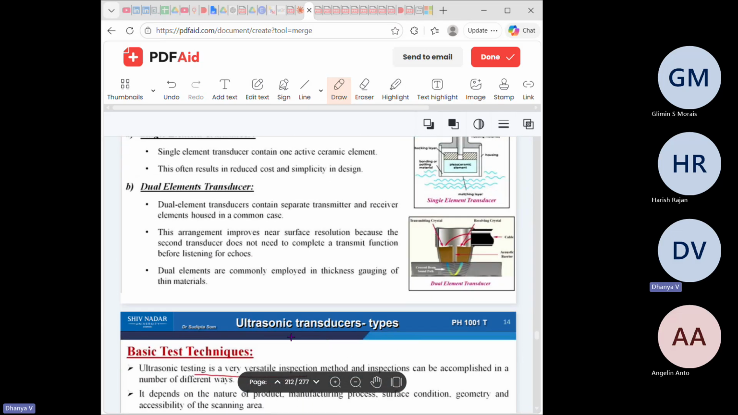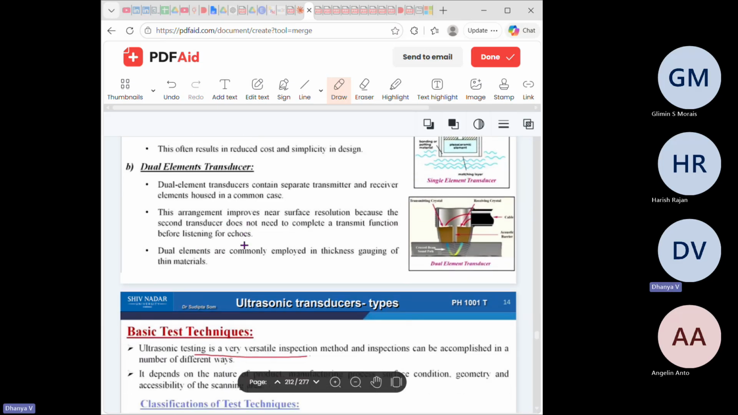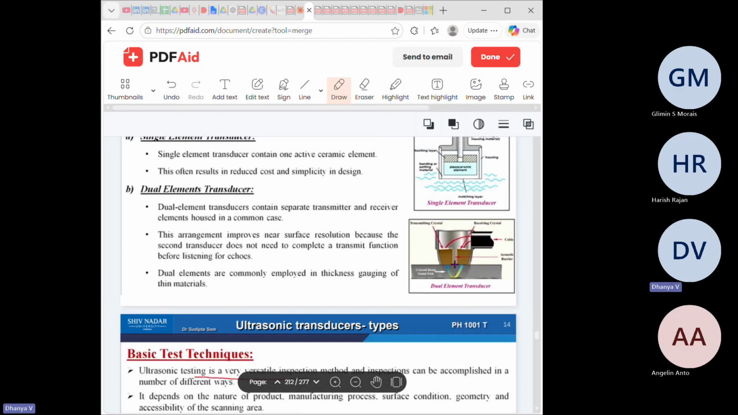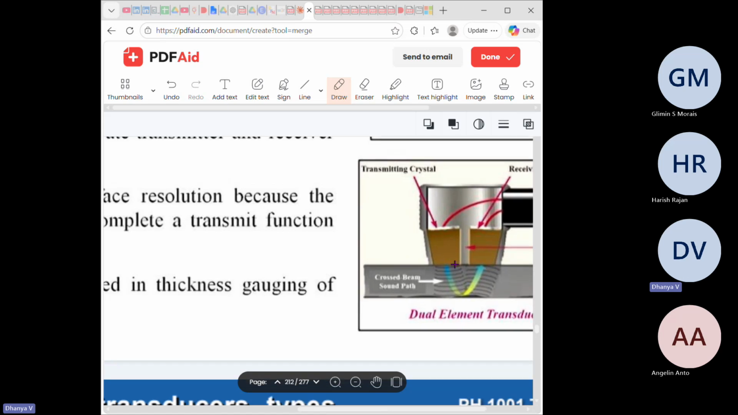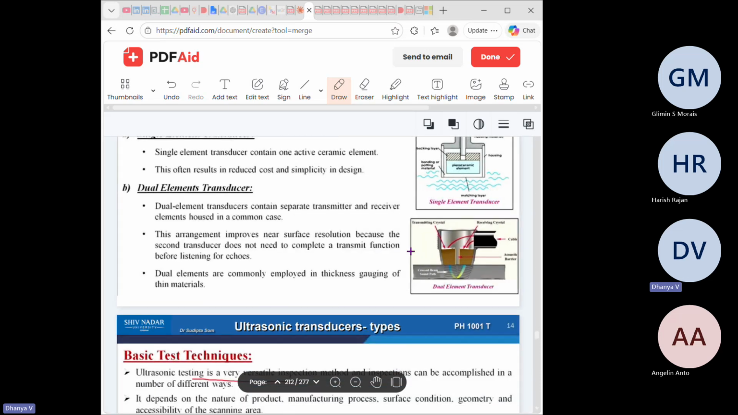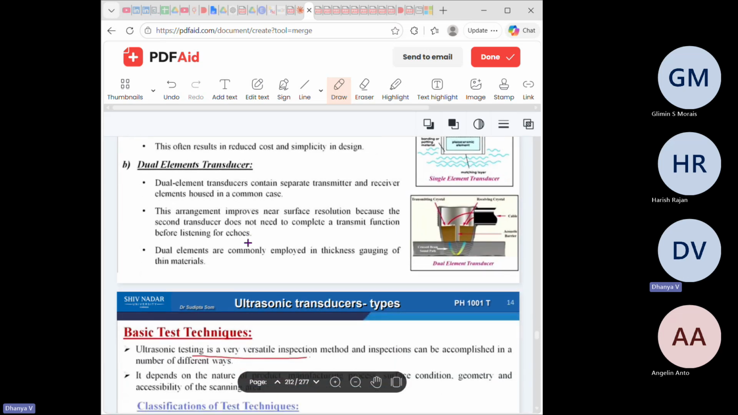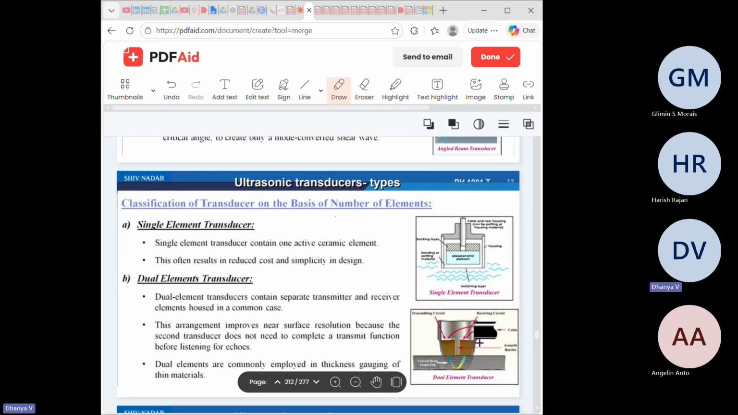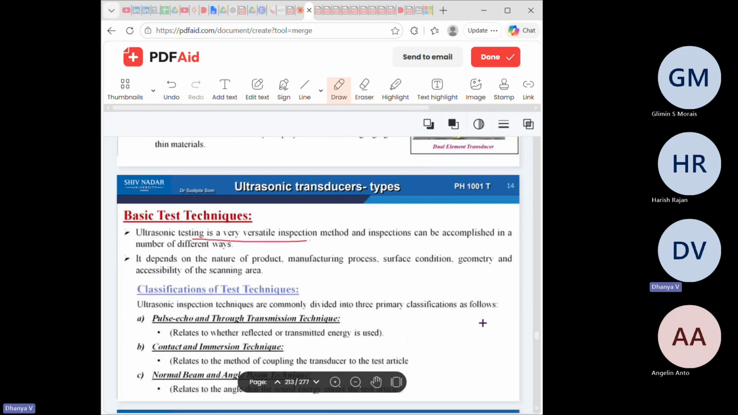Okay, with respect to echoes, all of that, your B scan, C scan, A scan, all of that. Dual elements are commonly employed in thickness gauging of thin materials. To determine the thickness of your materials, you use these dual element transducers. All that you need to know is single element and dual element. That's all. It's two transducers in one case. One is your transmitting crystal and the other one is the receiving crystal. So that's all that we need.